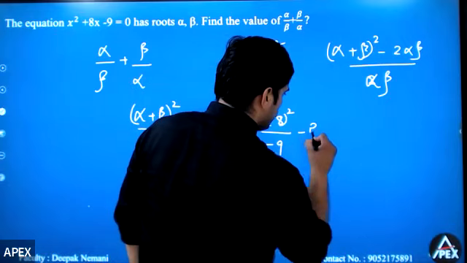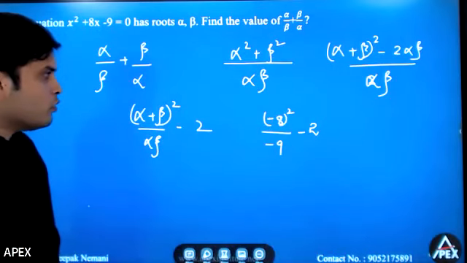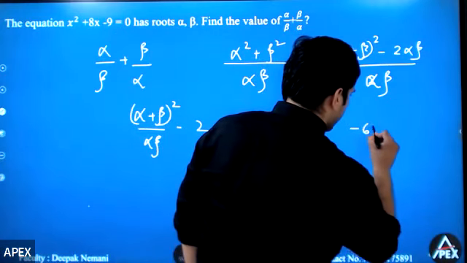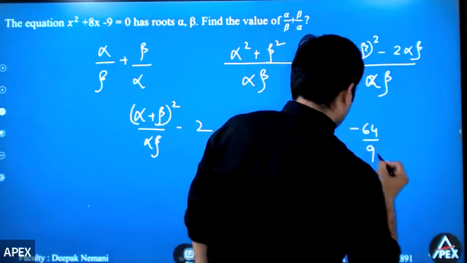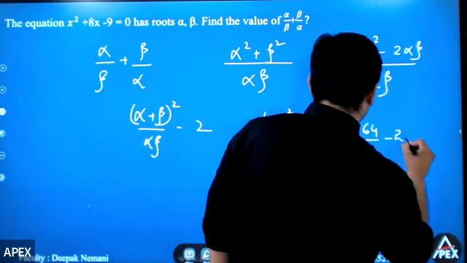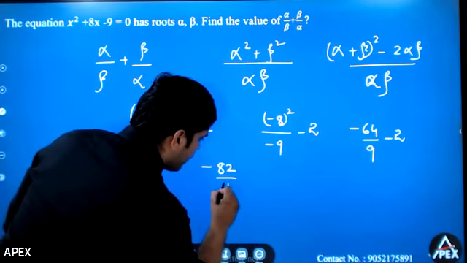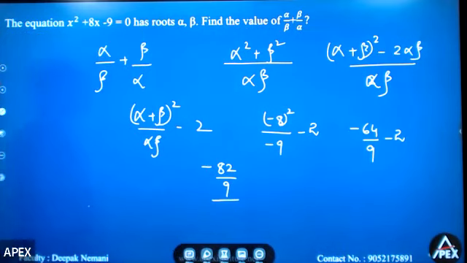So this will be nothing but 64 by minus 9, minus 2. So minus 64 by 9 minus 2, which is minus 82 by 9. That should be the answer for this question.